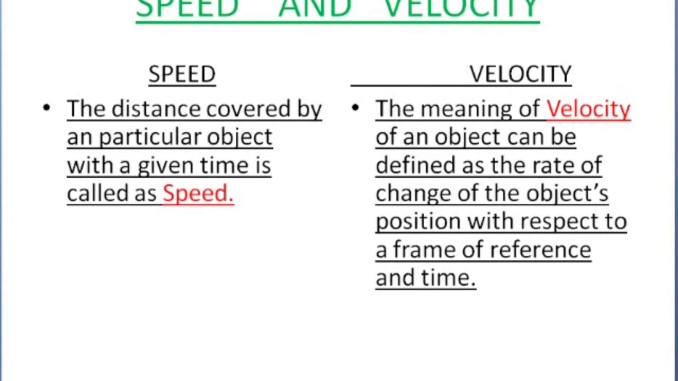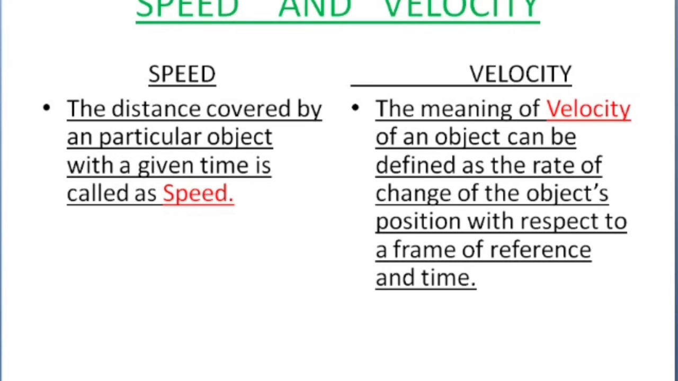Speed and velocity. Speed, the distance covered by a particular object in a given time, is called speed. Speed is used to compare between two objects, and it is also used in other comparisons.